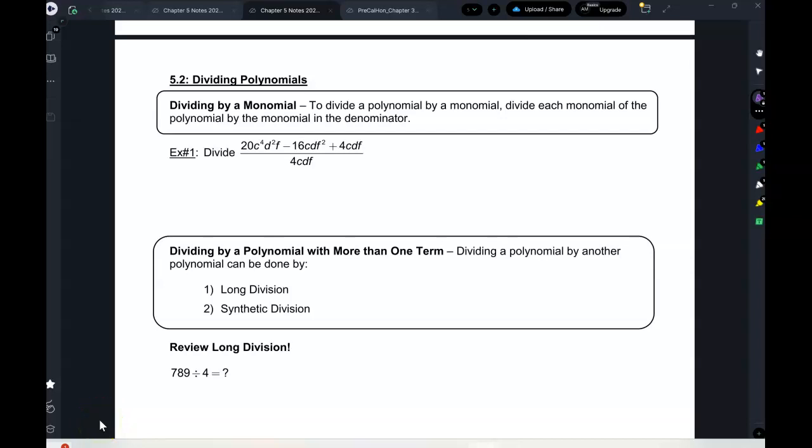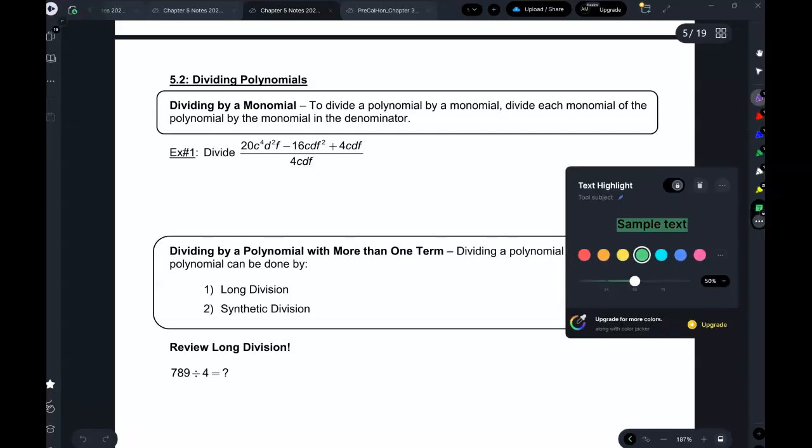In the last lesson, we learned how to add, subtract, and multiply polynomials. Today we're going to talk about how to divide them. So take a look at this problem for a minute. You have a fraction here, right?